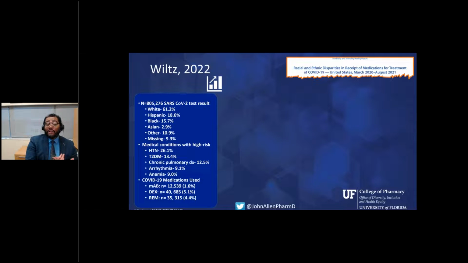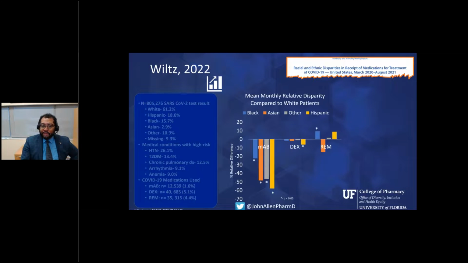With respect to actually the medications that were used, not surprising that monoclonal antibodies accounted for a small minority of patients who received them. And you see the rates for dexamethasone and remdesivir. So 5% of patients received dexamethasone and 4.4% received remdesivir. When you look at comparing, though, the relative disparity as compared to non-Hispanic white patients, you see largely that the disparities, and in this case, the bars that go down on the y-axis are the percent of relative difference as compared to white patients.